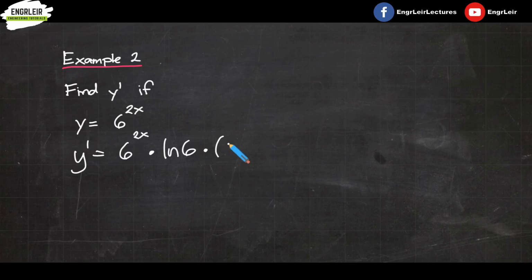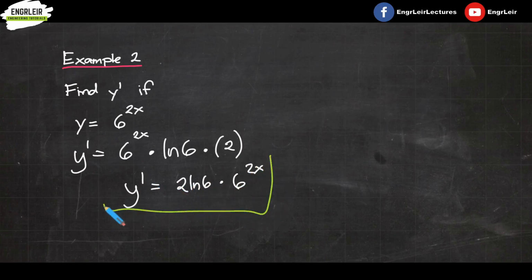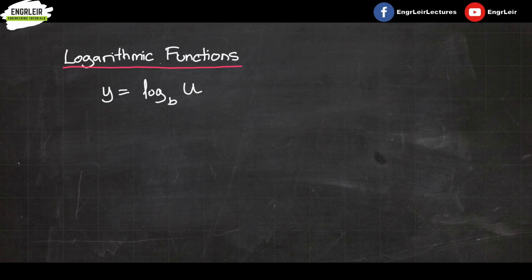In this case, ang derivative ng 2x ay 2. In other words, y prime ngayon is equal to 2 ln of 6 times 6 raised to 2x. Yan, pag ni-rearrange. Anyway, ganun yung derivative ng exponential functions. Mapunta naman tayo doon sa logarithmic functions.